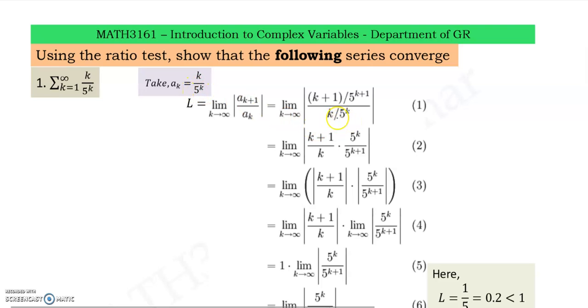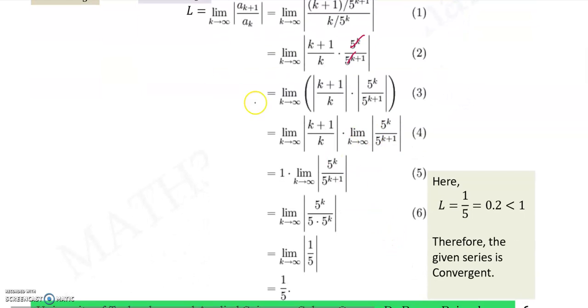Okay, now what you do, you simplify it. Now here see, you take the reciprocal of this. That's why here (k+1)/5^(k+1), and then this is 5^k/k. Okay, now here we can cancel 5^k and 5^k. So here 5^1 is remaining. Okay, so now you see here what is here. So in the denominator 5 is remaining. That's what we are writing here, 1 over 5.